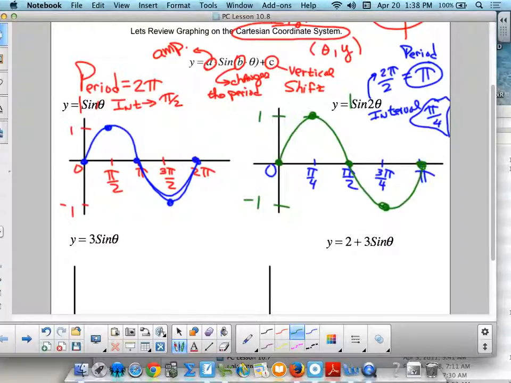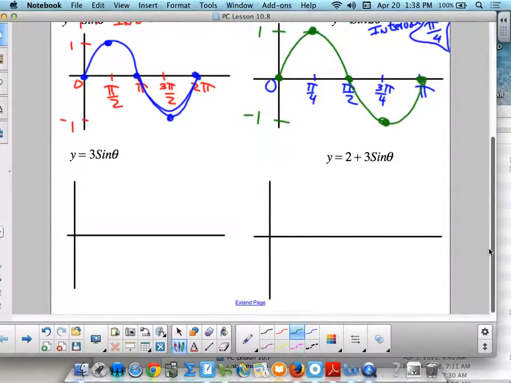Doesn't this graph and this graph look identical? And they should, because they're both sine functions. But one graph ends at 2 pi and the other graph ends at pi. So they are different. It's just they look the same. Okay, try the next one. 3 sine of theta.